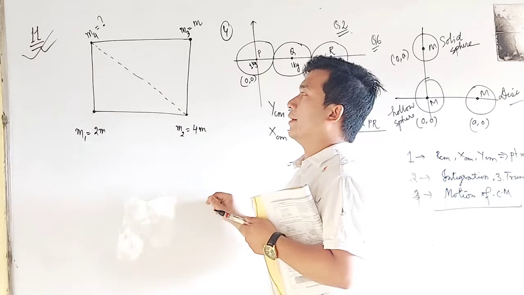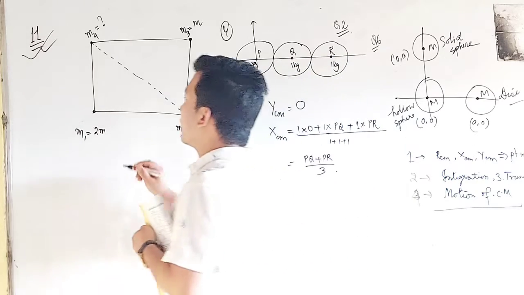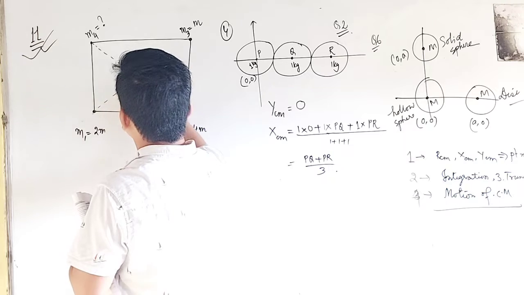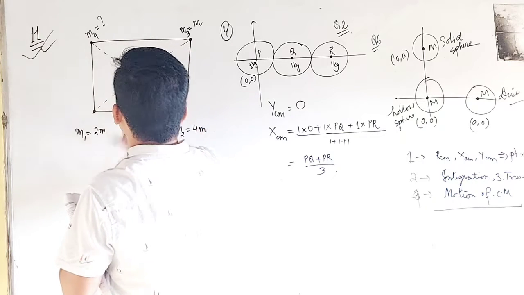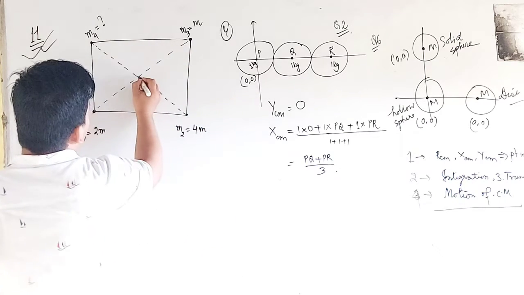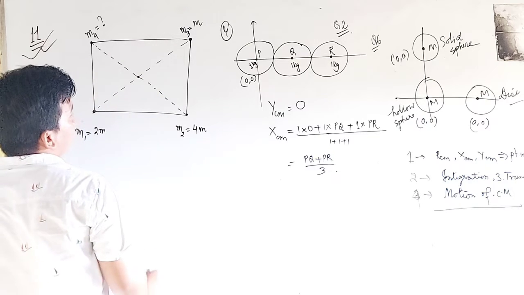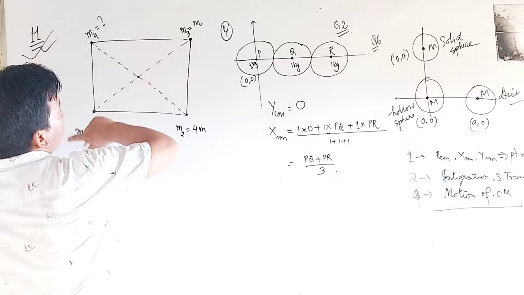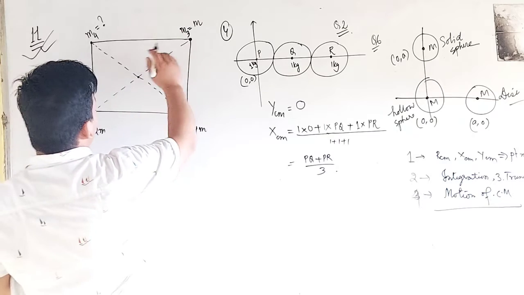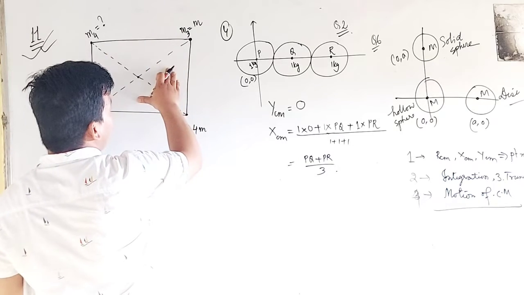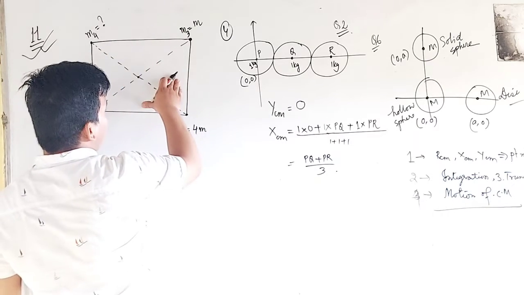And what will be the another line of symmetry? This is the line of symmetry. The meeting point of these will be the center of mass. So far we have drawn two lines of symmetry. That means this side and this side, this triangle and this triangle will be equivalent.